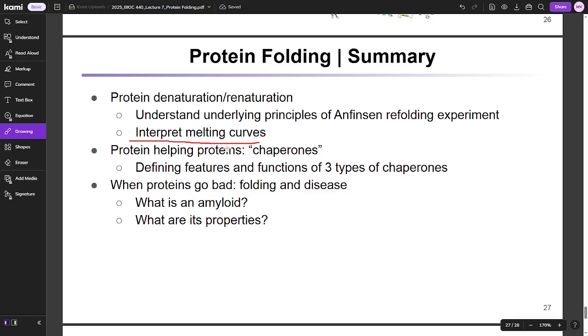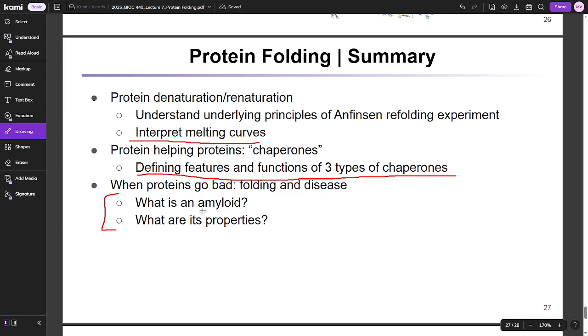Melting curves, the whole idea of Tm. And the functions of the three types of chaperones, like heat shock proteins, GroES, GroEL, and basically how they work. I feel like these are a little bit specific. You don't really have to know.